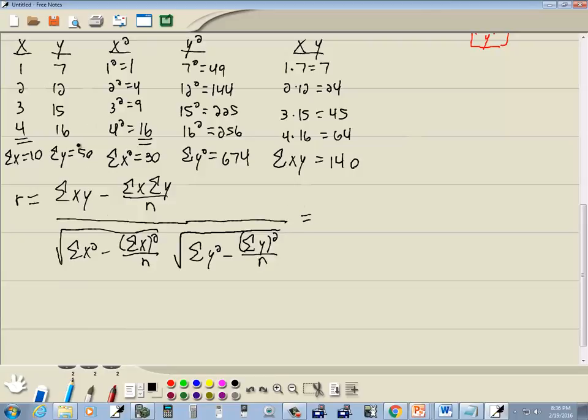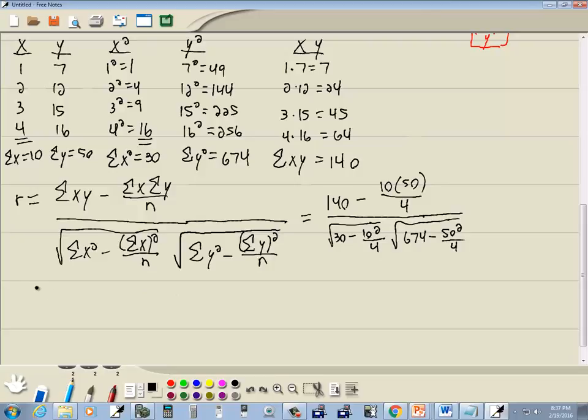Well, sum of xy, where's that at? 140 minus the sum of x, which is 10, times the sum of y, which is 50, divided by n, which is 4 data points, over the square root of the sum of the x squared, which was 30, minus the sum of x, which is 10 squared, divided by n, which is 4, times the square root of the sum of y squared, which is 674, minus the sum of y, which is 50, squared, divided by n, which is still 4.